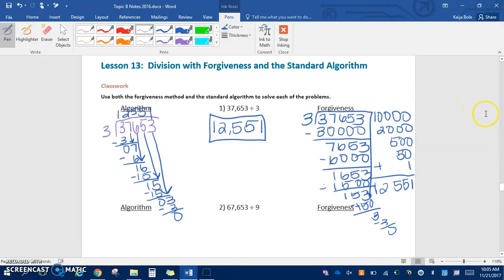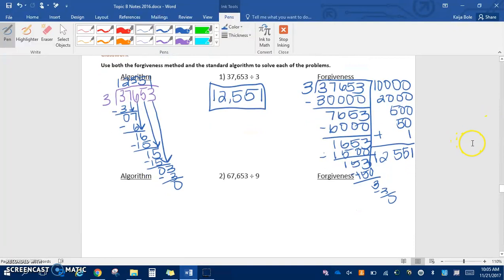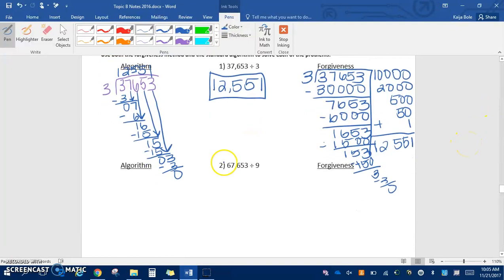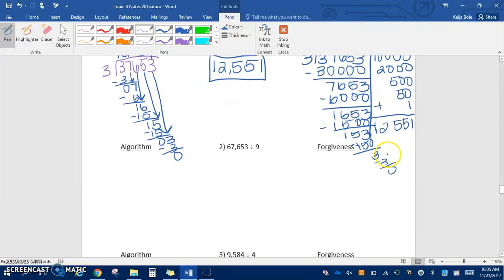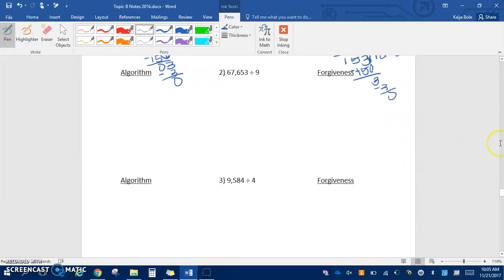Okay, so I'm hoping that as we go along, the forgiveness method will just be some way for you to check that your answer seems correct. Okay, make sure you have all of that written down. We're going to go on to the next one, and I'm going to just erase a little bit here, just so we have some room. Okay, so make sure you have all that written down.